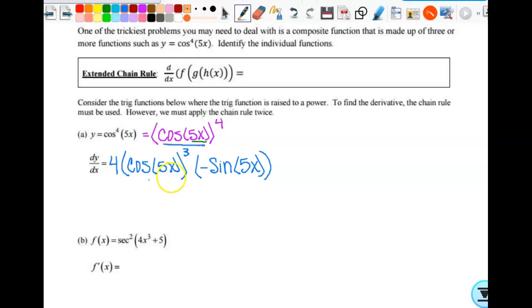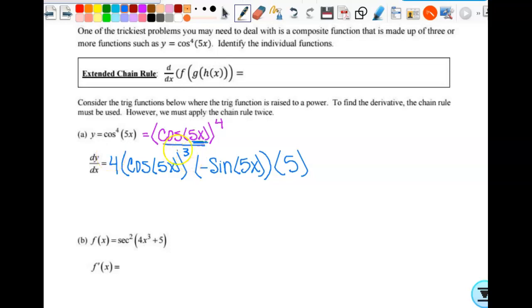Okay, so I have the candy shell. This is the chocolate, just the inside. And then I have to take care of that pretzel part right there. What's the derivative of 5x? 5. Only the first one, because we're working from the outside. So this is the outside.